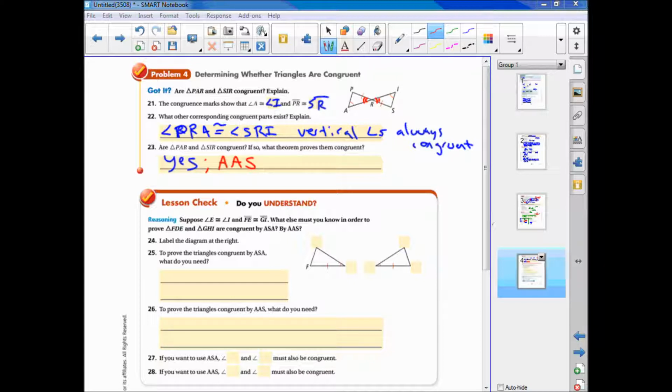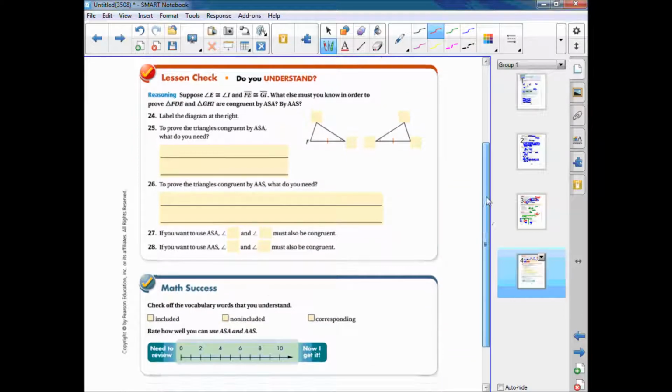All right, so as always, pause the video before doing the lesson or listening to the lesson check so you can try it yourself. All right, so welcome back. So reasoning here, suppose angle E and angle I are congruent, and FE and GI, the sides, are congruent. What else must you know in order to prove that the two triangles are congruent by angle, side, angle? And then what else would you need to know to prove the two triangles are congruent by angle, angle, side? So we have some way to walk us through this here.